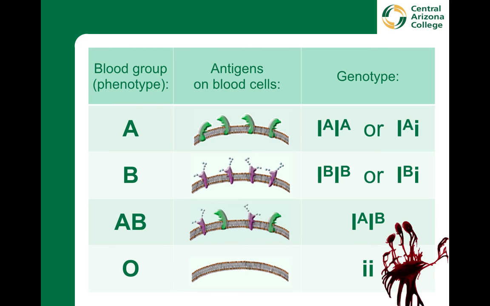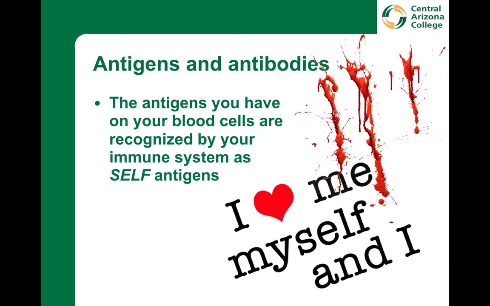However, to be AB blood type, there is only one option. You must have inherited the A allele from one parent and the B allele from the other one. Finally, to be O type, you will have inherited instructions for only plain donuts from both parents. One more thing that you need to know before we can talk about transfusions and who can donate to whom, and that has to do with antibodies.